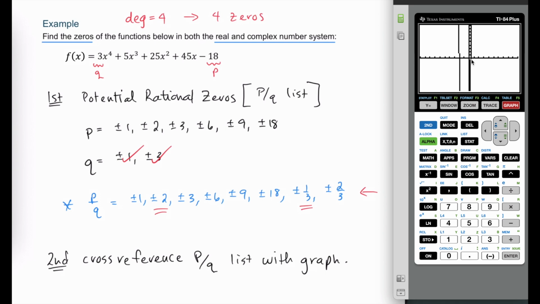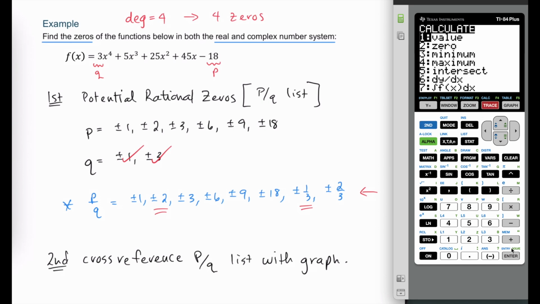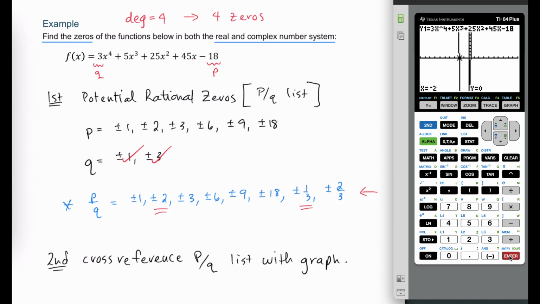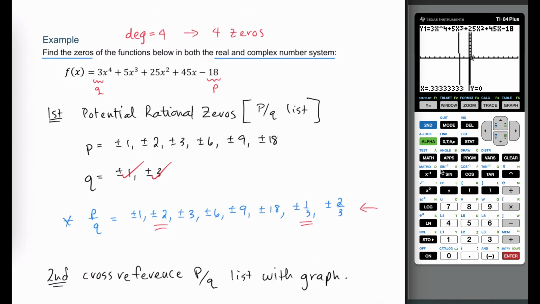We could even get a quick confirmation by checking to make sure that these are x-intercepts using second calculate value. Quickly checking to be sure that -2 is a 0, we see that it actually is an x-intercept, so this is going to turn out to be a 0. And then we could also do the same thing for 1/3, which is an x-intercept, so these are absolutely the candidates that we want to use in our synthetic division. Now the graph has been extremely helpful.